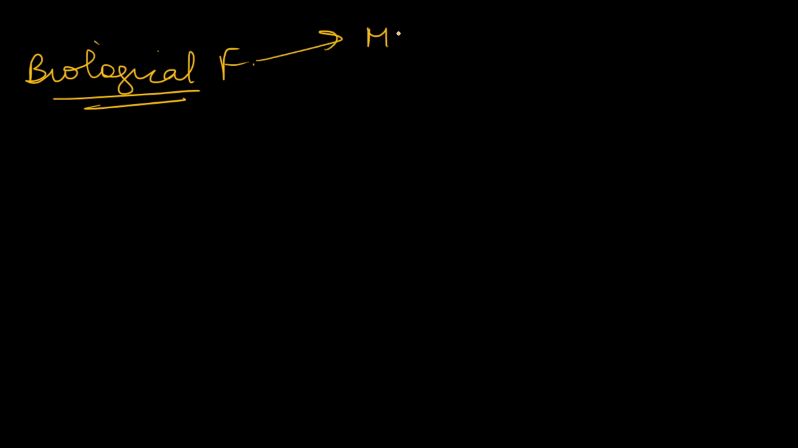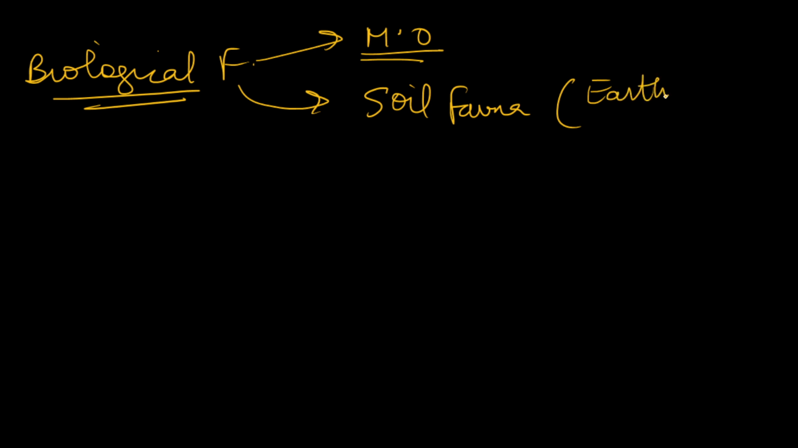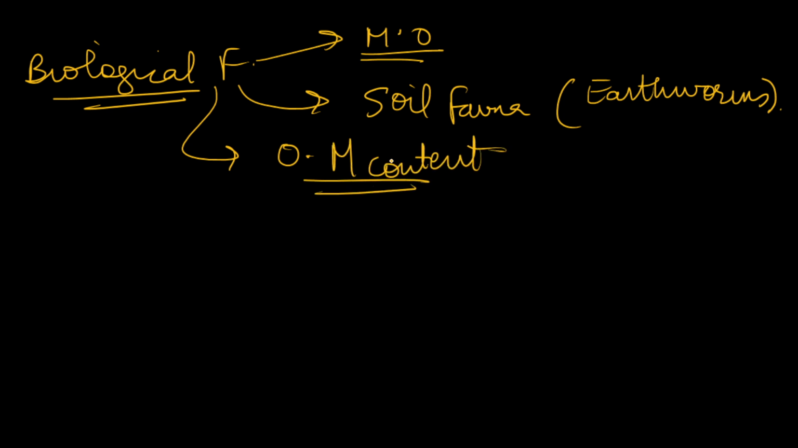Now there are certain biological factors also. So what could be these biological factors? First is obviously microorganisms. These microorganisms are in soil and they decompose organic matter. They enhance nutrient cycling of the soil. Secondly, soil fauna. Although microorganisms come under soil fauna only, you can specifically mention earthworms and other fauna, which improve soil aeration and soil structure. You can also mention organic matter content. Okay, this enhances microbial activity and soil fertility. So these are the biological factors.